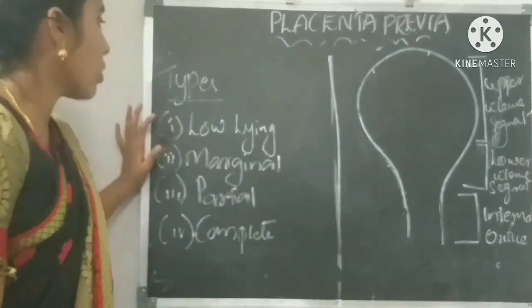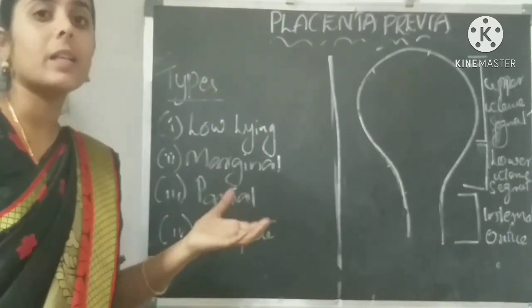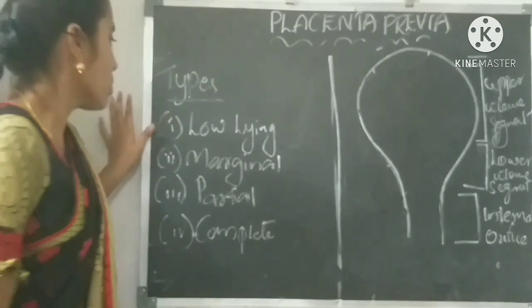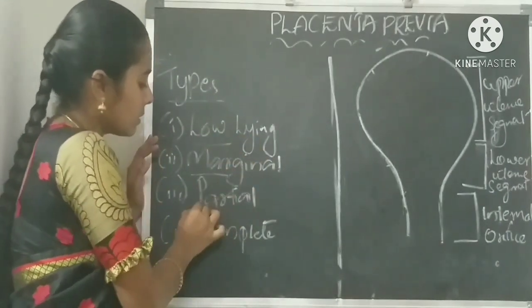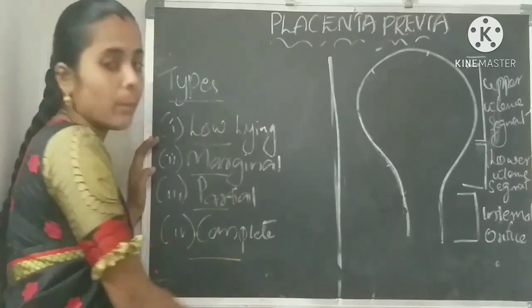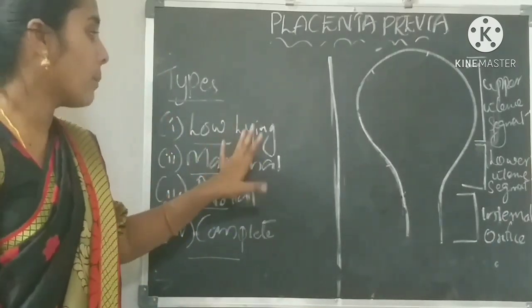In the types, there are 4 types of placenta previa depending upon the extension of the placenta. The first type is low lying placenta, next marginal, third partial, and fourth complete placenta previa. First we will look at the low lying placenta.